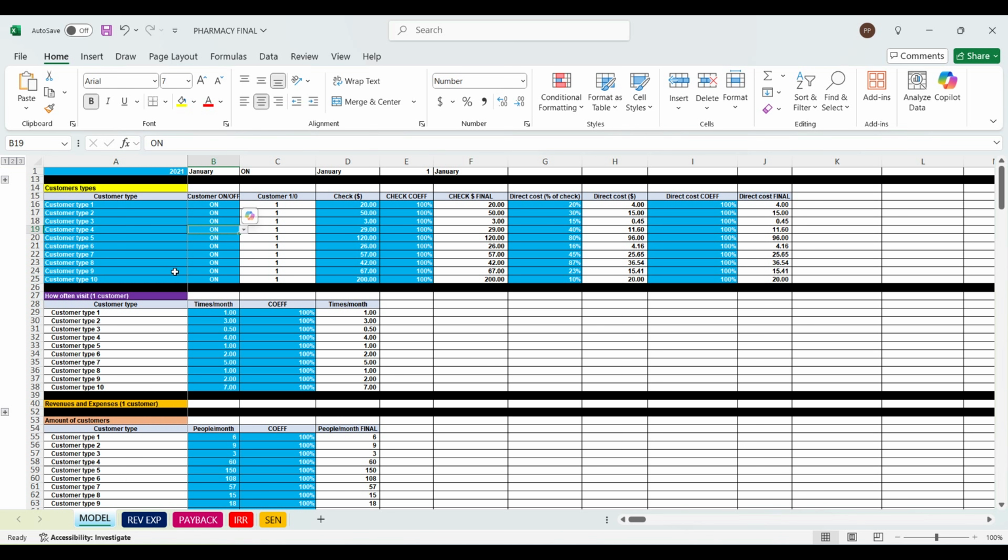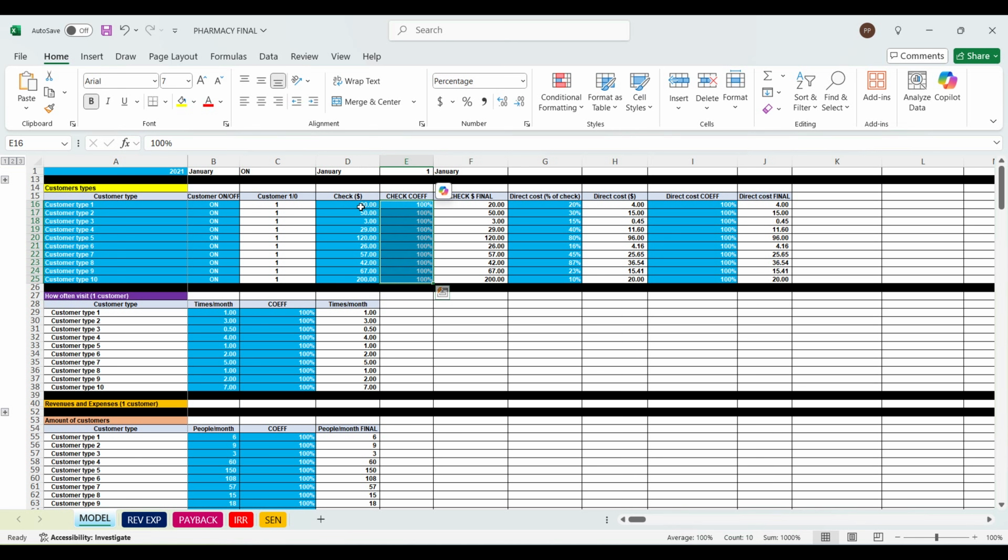You will be playing a lot with the switch on and off buttons. This is crucial for when the model will be ready, many steps ahead. You will be playing with this a lot. Then we're moving to the average check for each type of customer. Here we're specifying the average check for each type of customer, and then we have a special column for the coefficient.